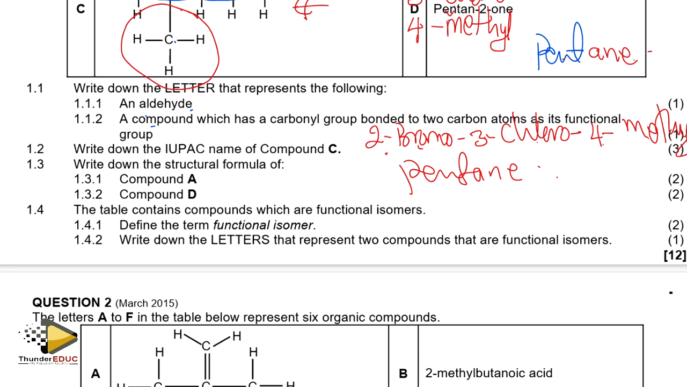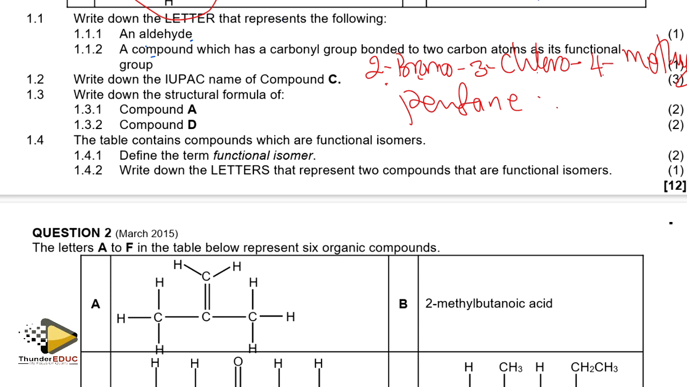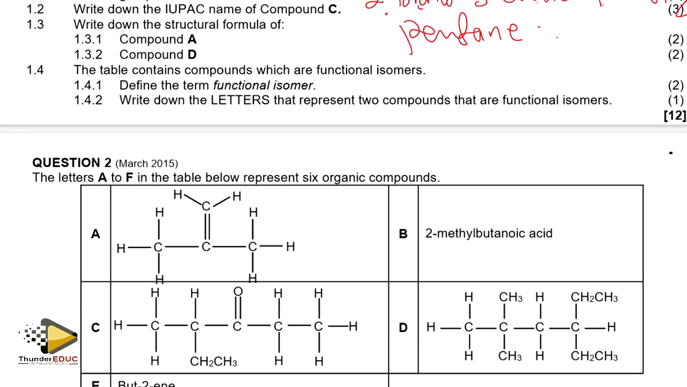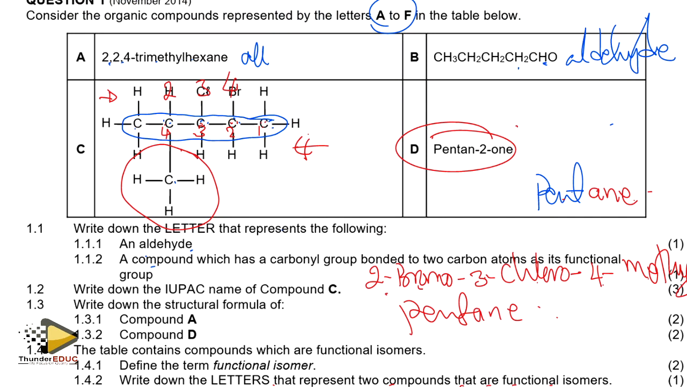Then if we go to the next question, write down the letters that represent two compounds that are functional isomers: ketones and aldehydes, carboxylic acids and esters. We don't see any other molecules here. No. So this is a ketone. So definitely, do we have an aldehyde there? What did they say? Write down the letters that represent two compounds that are functional isomers. Okay, we come back and then we check and see.